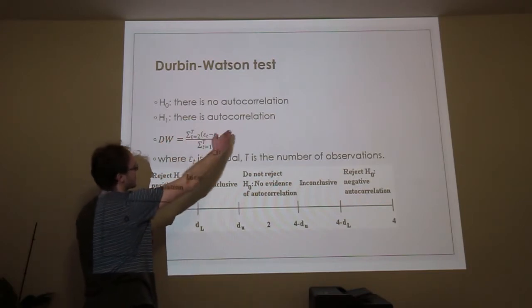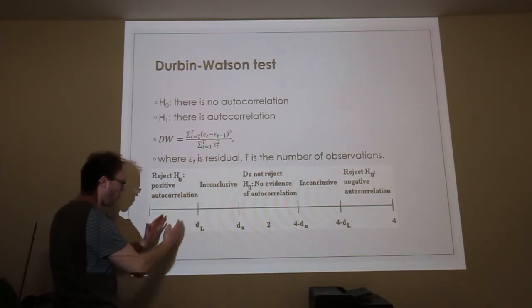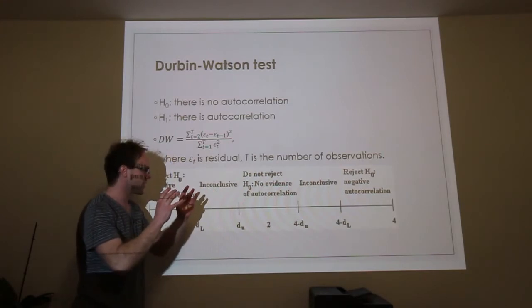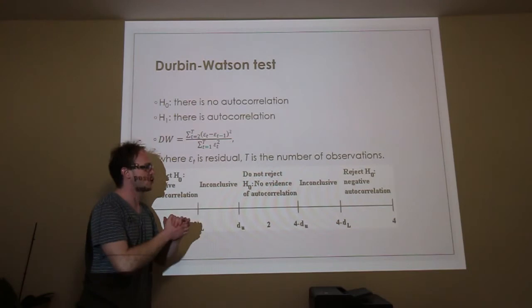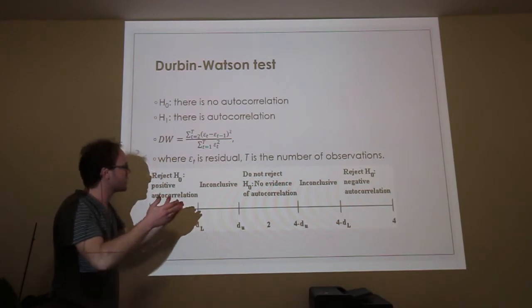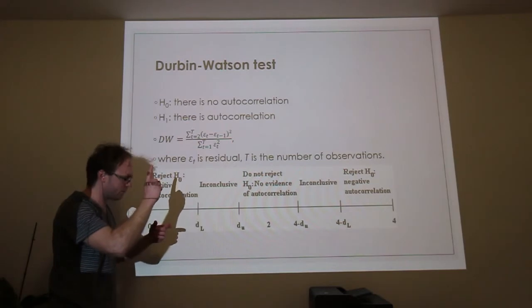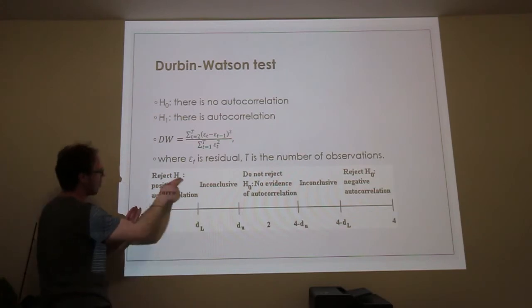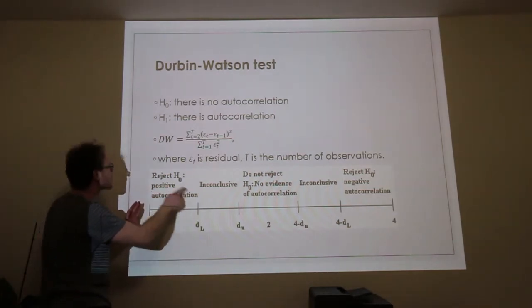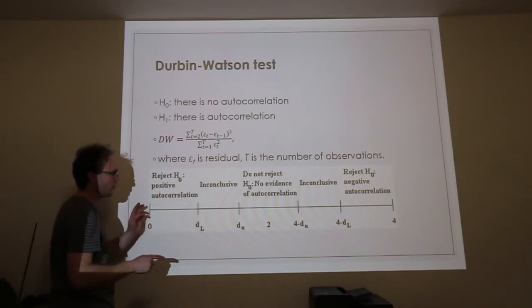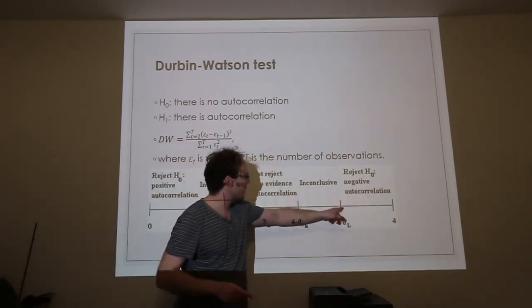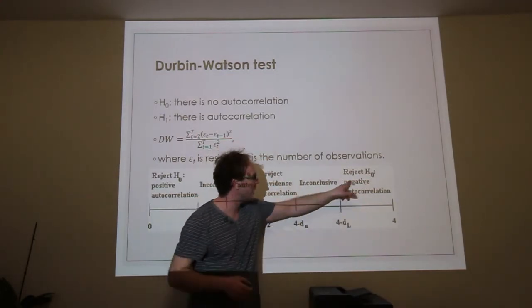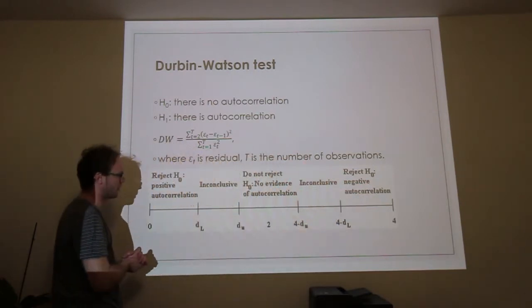If the Durbin-Watson statistic is close to 0 or close to 4, there is autocorrelation. We have autocorrelation in the data set. The data is not independent. In this situation, close to 0, we can speak about positive autocorrelation. If the Durbin-Watson statistic is close to 4, we can speak about negative autocorrelation.